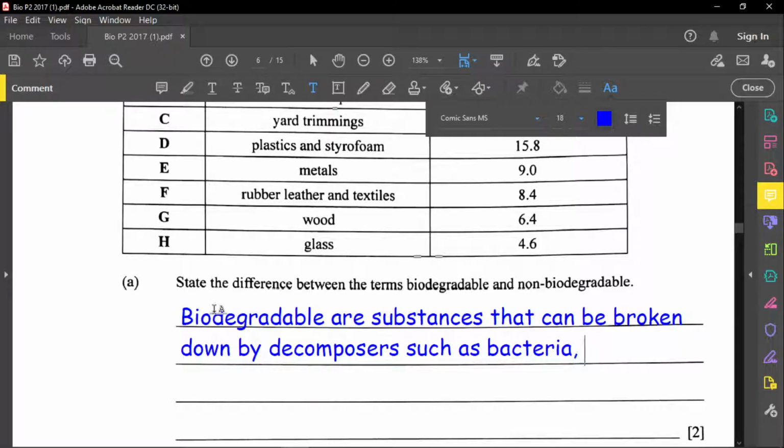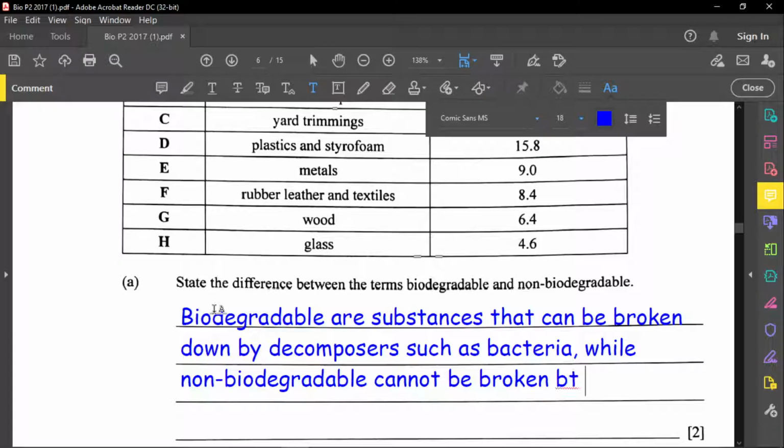While non-biodegradable substances cannot be broken down by decomposers. All right, so that will be the answer there. The biodegradable can be broken down by decomposers, while non-biodegradable cannot be broken down by decomposers. And so the word bio means living, and degradable means to break down. So break down by living things.